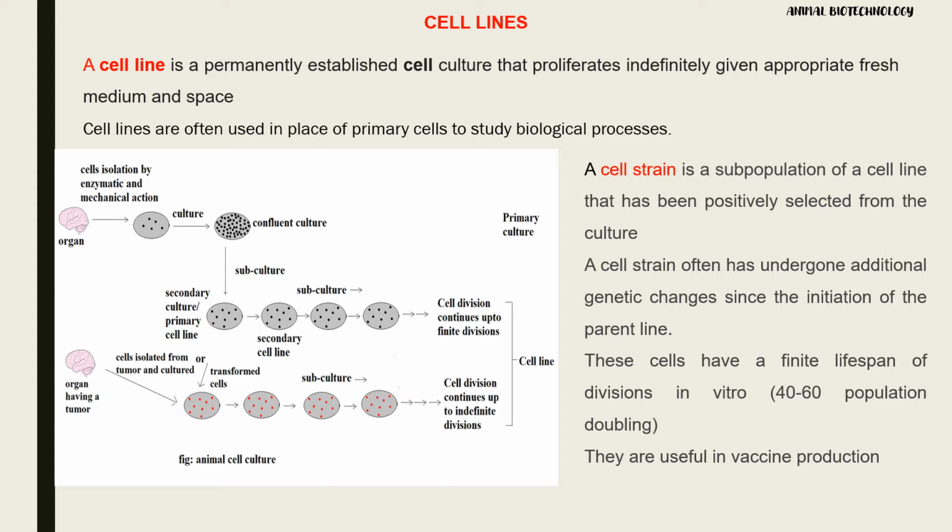A finite cell line divides till the Hayflick limit is reached. Example, for human cells it is 50 to 100 times. A cell strain is a subpopulation of cell lines selected positively by cloning or other methods. It is different from a cell line.